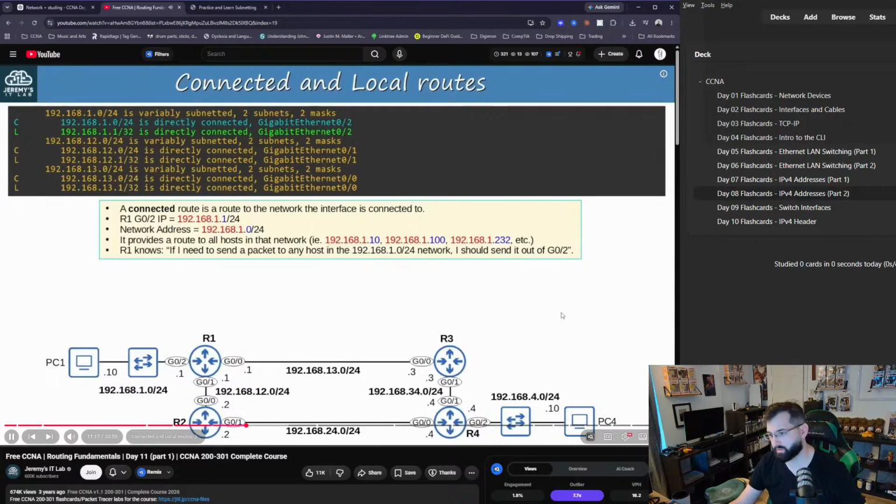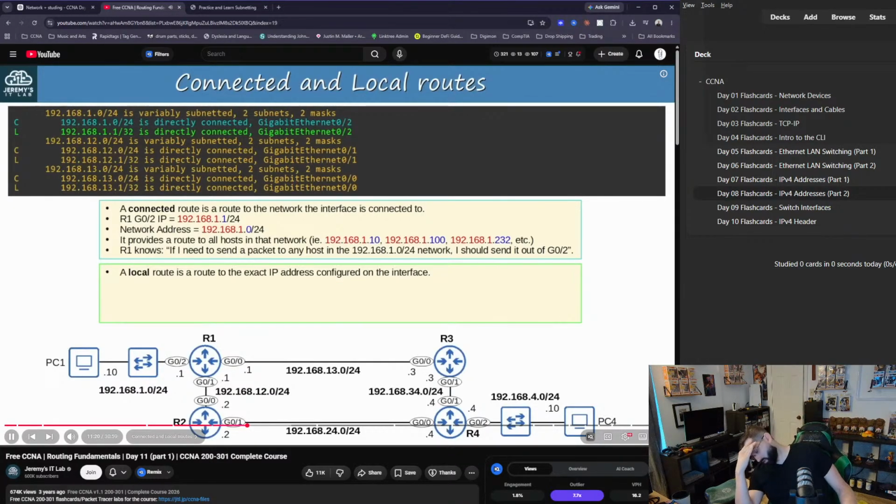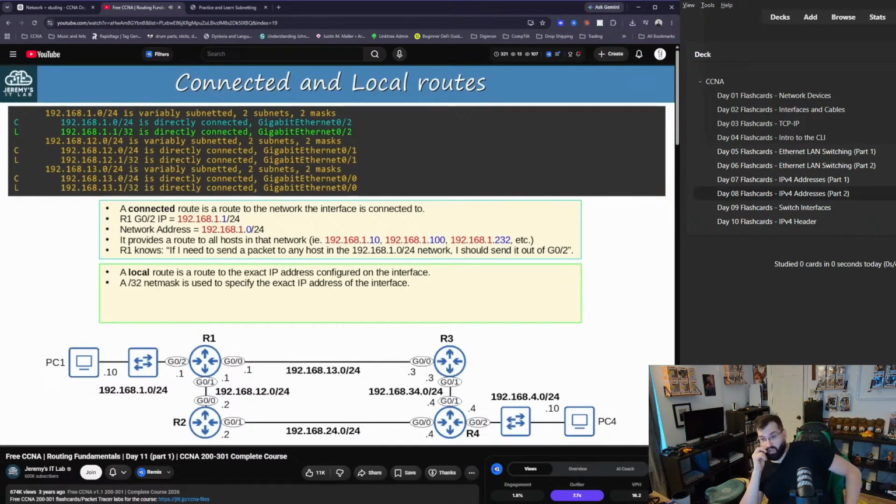The local route in more detail. A local route is a route to the exact IP address configured on the interface. A /32 netmask is used to specify the exact IP address of the interface. /32 means that all 32 bits are fixed. They can't change. So, even though R1's G0/2 is configured as 192.168.1.1/24, the local route is to .1/32, which specifies only that single address.